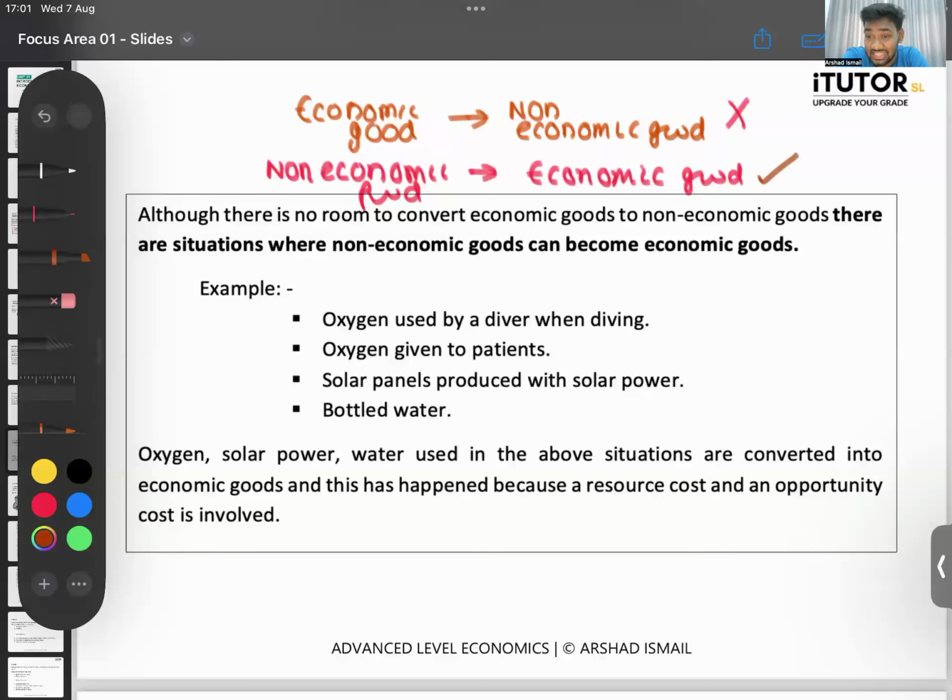Then maybe let's say the oxygen. The oxygen that you and I are breathing is non-economic, unlimited. Now you're breathing, I'm also breathing. But if you put that oxygen into a tank, give it to someone who is going diving, or give it to a patient, it becomes economic. Same thing, sunlight into a solar panel. So economic goods cannot be converted to non-economic. But non-economic goods can be converted to economic. That is what I am putting forward.